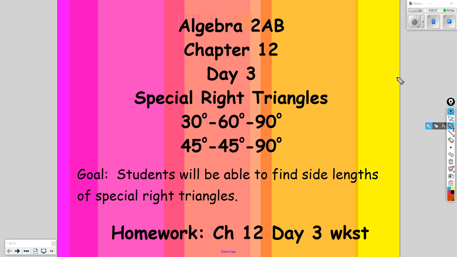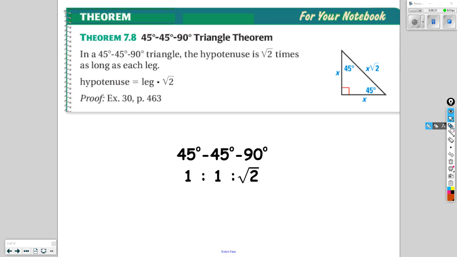First, we're going to talk about 45, 45, 90-degree right triangle. So in a 45, 45, 90-degree right triangle, the hypotenuse is root 2 times as long as each leg. So we have two possible equations that we could use. One is talking about the hypotenuse and how to find it. To find the hypotenuse, you just take the leg and multiply by root 2. And we could also have an equation that talks about the leg.